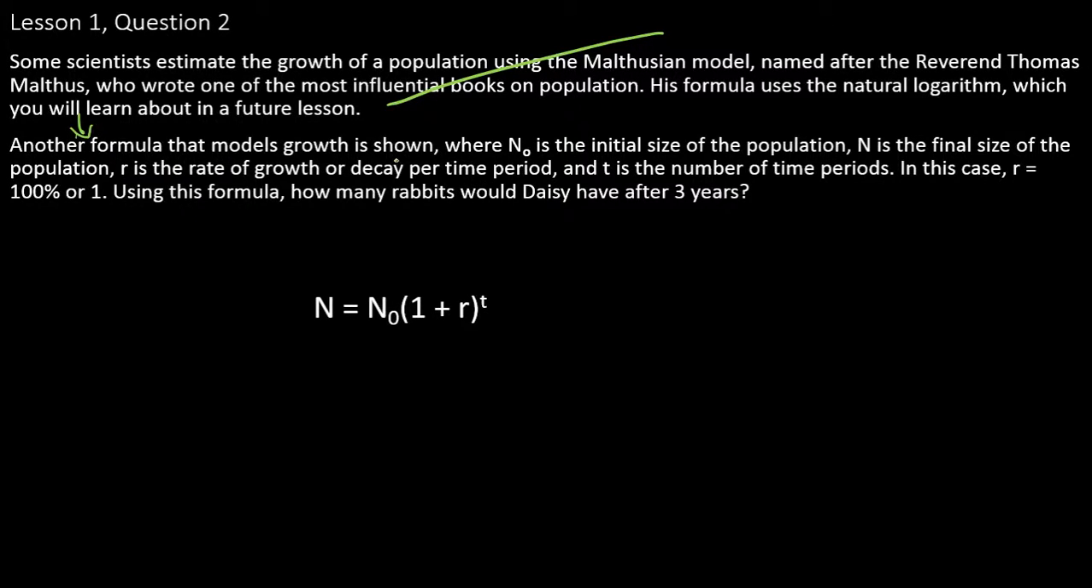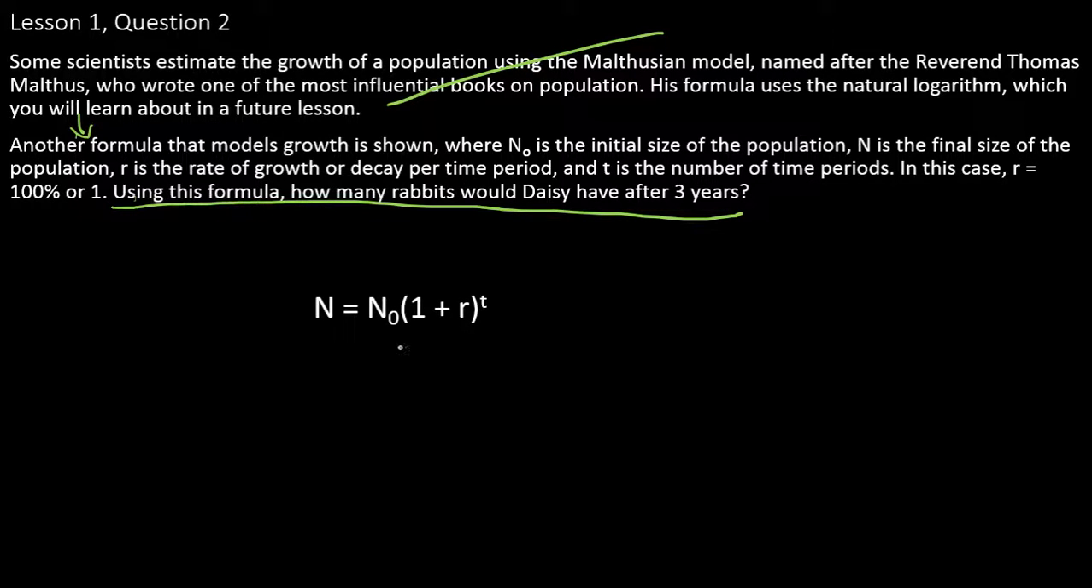Another formula that models growth is shown, where n sub 0 is the initial size of the population, n is the final size of the population, r is the rate of growth or decay, and t is the number of time periods. In this case, r equals 100%, or 1. Using this formula, how many rabbits would Daisy have after 3 years? Okay, so notice that we are being asked the same question. We have the same situation with Daisy and her rabbits. It's the same amount of time. So think about what that means for what your answer for this question would look like and what your answer for the last question would look like.